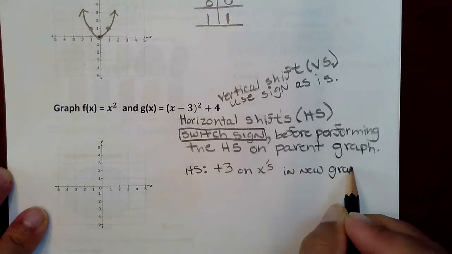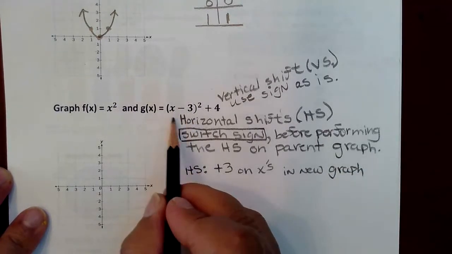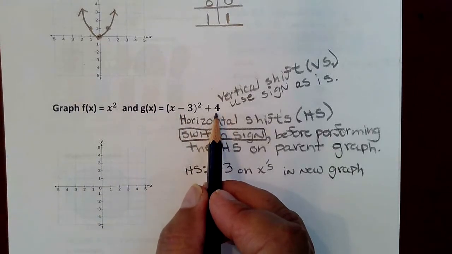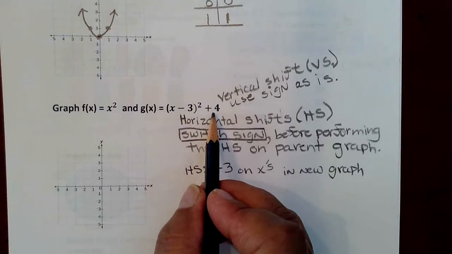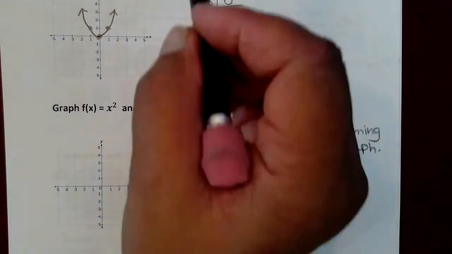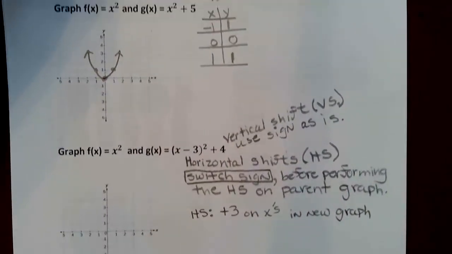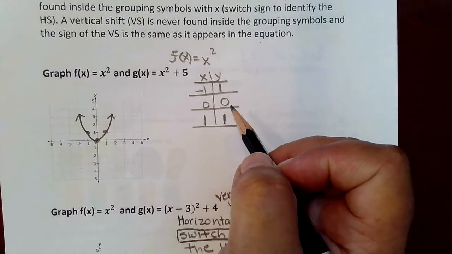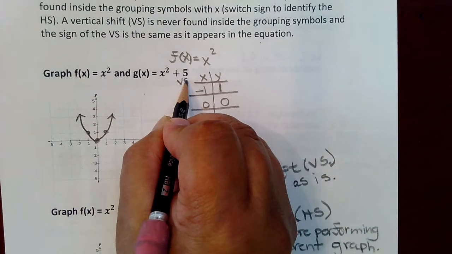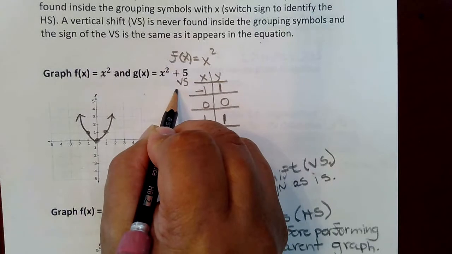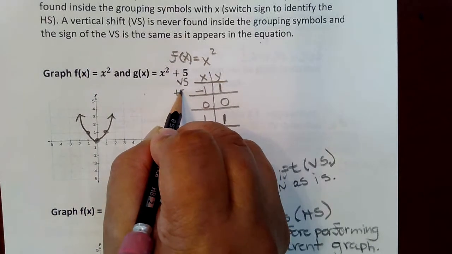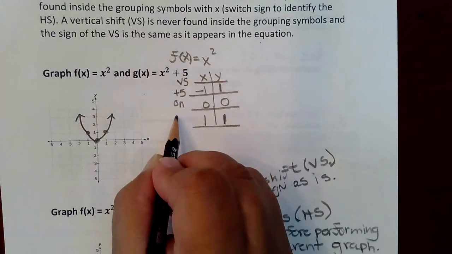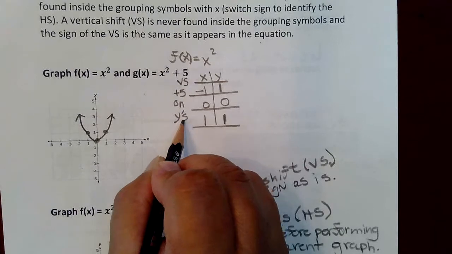But if you are given an extra number and that number is not inside the parenthesis with the X's, it's a vertical shift, which means it acts on the Y values. So this number that you are seeing in this problem that we're working on right now, this is not inside of a parenthesis. Therefore, this is a vertical shifter. You use the sign as is. Don't switch it. You only change it when it's a horizontal shift, and you use it on the Y values. And let me show you what that means.